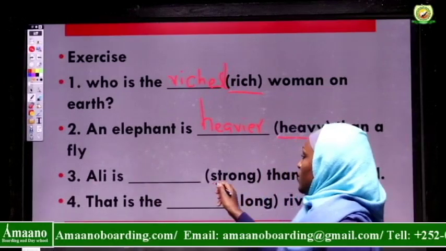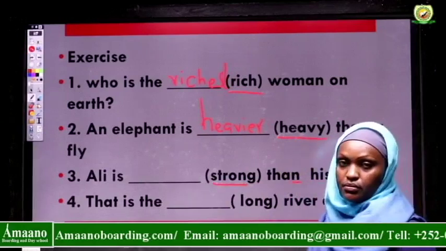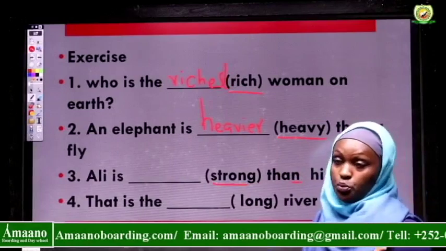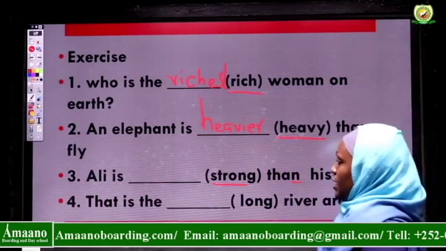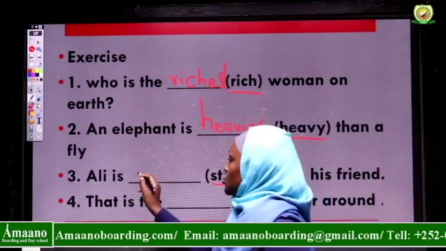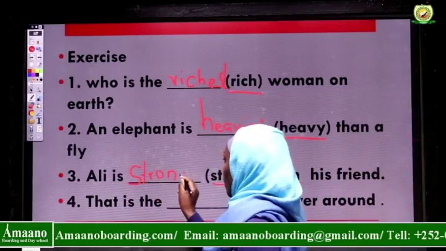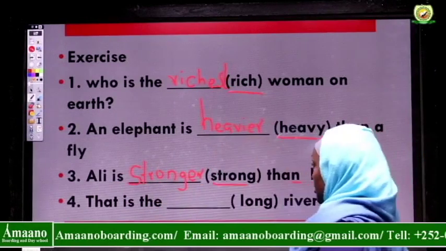Number 3, we have Ali is dash. The adjective you're given is strong, so Ali is dash than his friend. So what are we going to say? Now we are comparing two people. We are comparing Ali and his friend. So we say Ali is stronger. Ali is stronger than his friend.